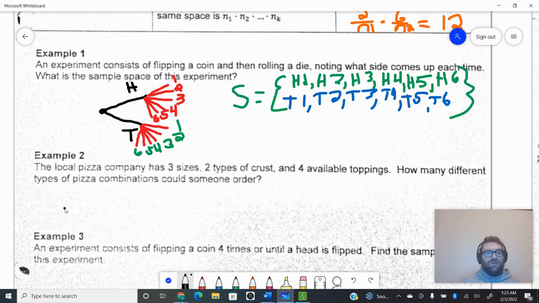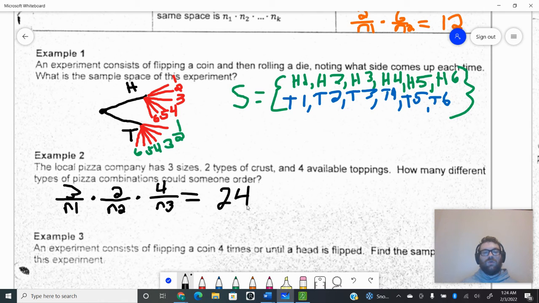So the first space we have is N1, we have 3. Use your imagination, that's a very good 3. We have N2 with our 2 types of crusts, and our N3 is 4 available toppings. So 3 times 2 times 4, we have 24 different outcomes.